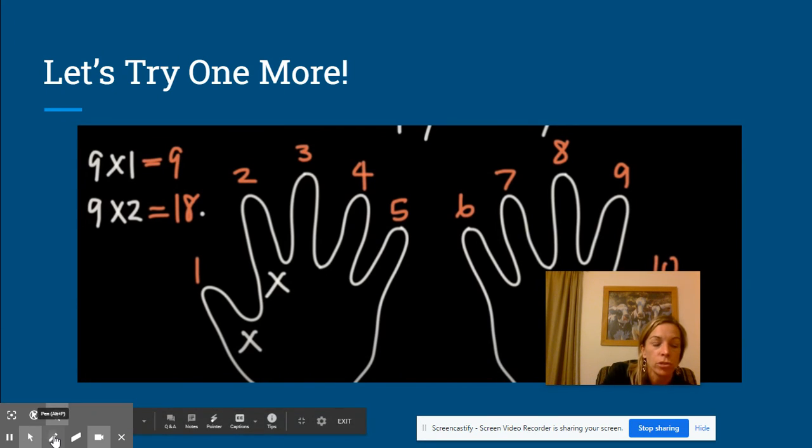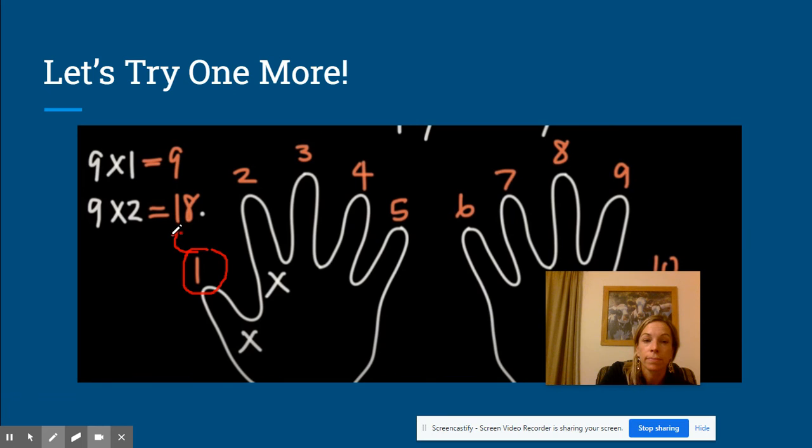Let me draw that for you so there's no confusion. So this finger was still up, the 1. This finger was down. We don't count that one. Look how many are left. 1, 2, 3, 4, 5, 6, 7, 8. And that is where that 8 came from.